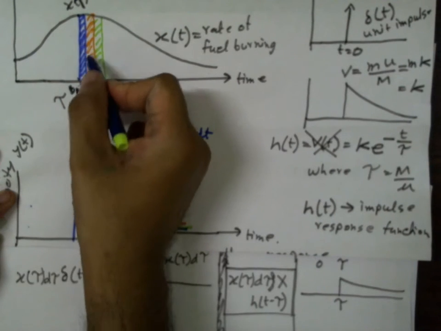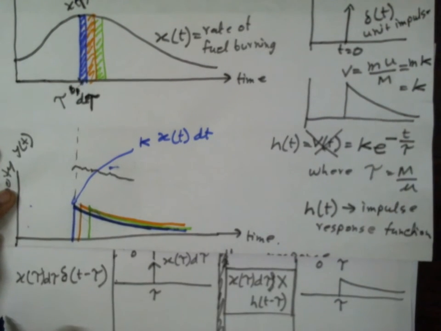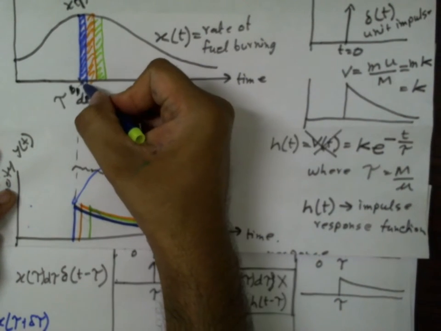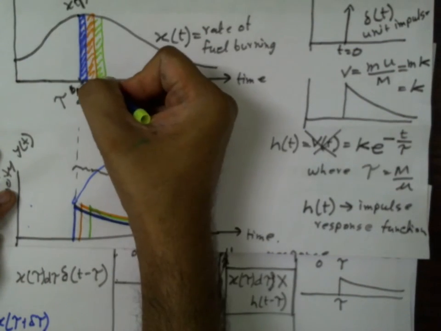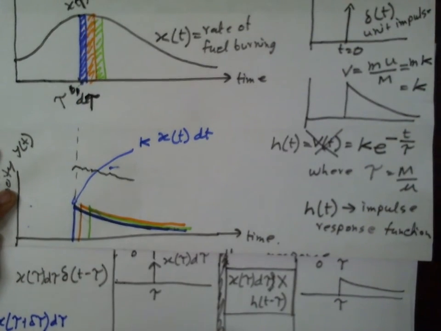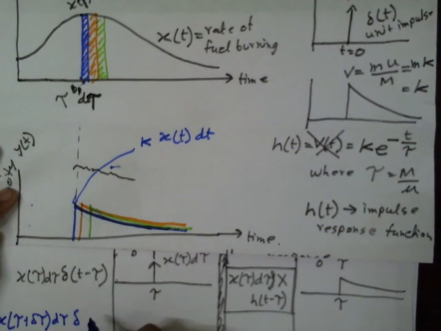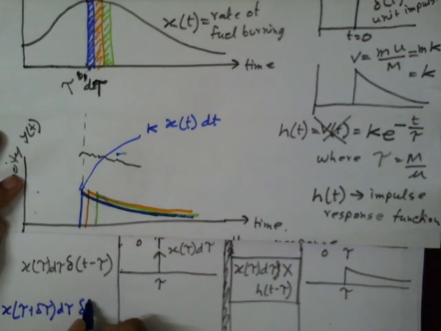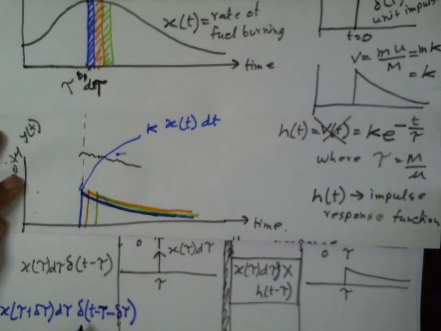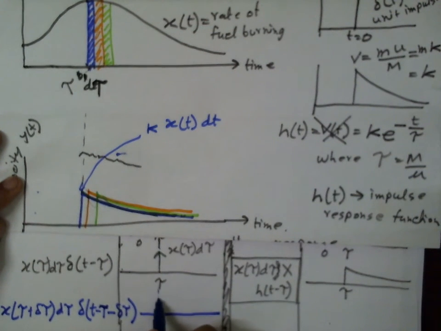So the orange one will have a height of x(τ + Δτ), area dτ, multiplied by the impulse function δ(t − τ − Δτ), right? Because it is delayed further. So it starts not from here but from here. This is Δτ.